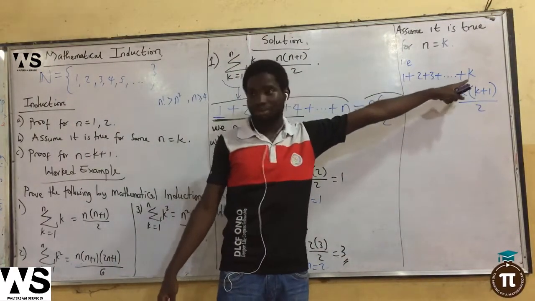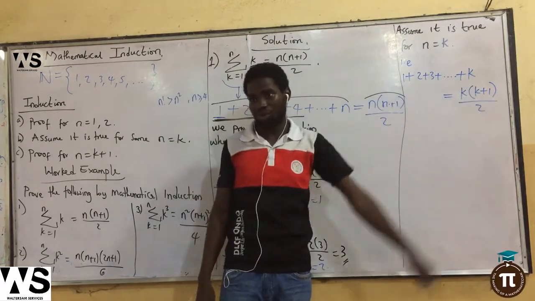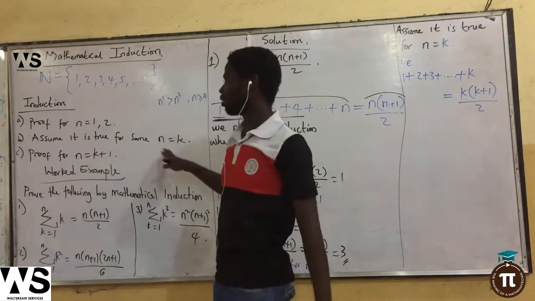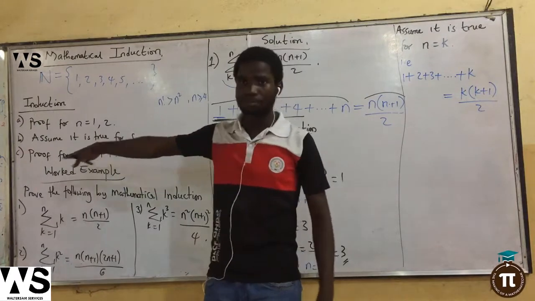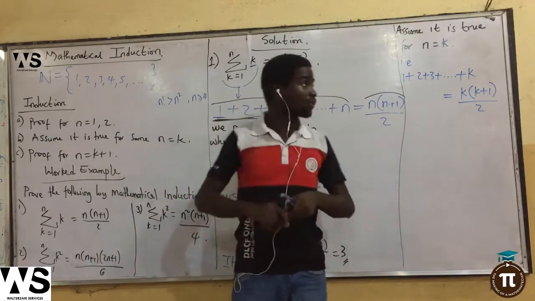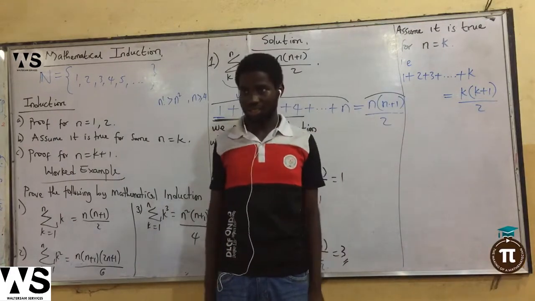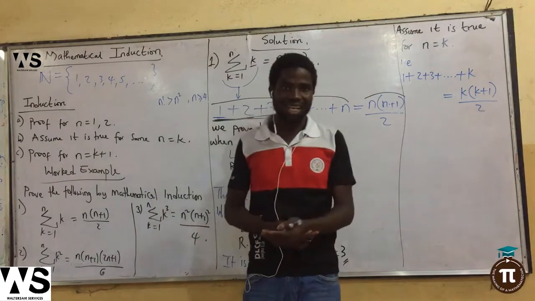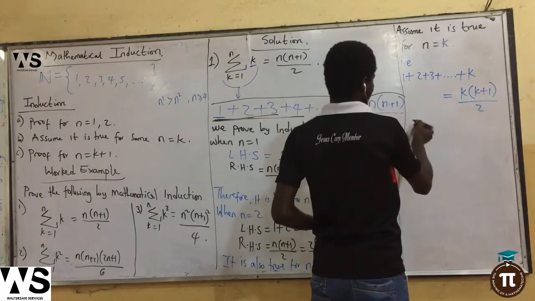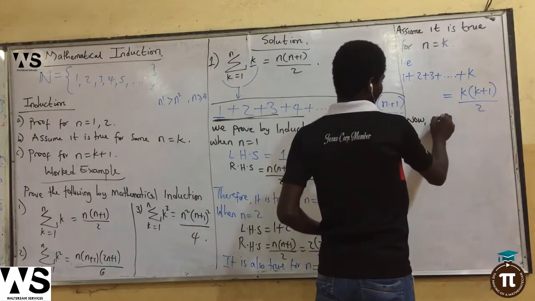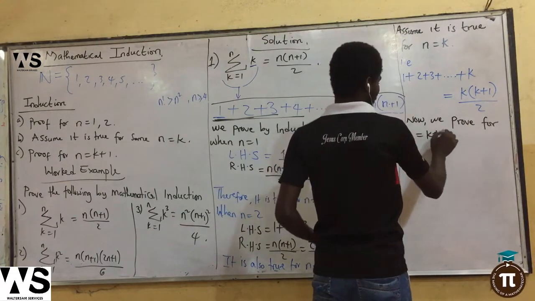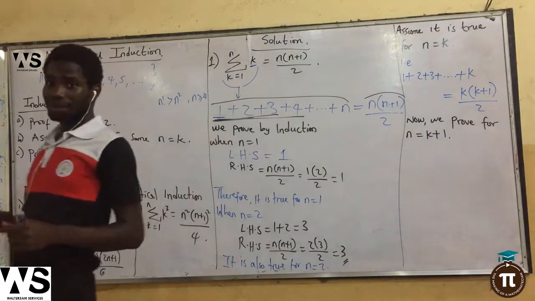And don't forget, since I'm stopping at k and not n, this will become k plus 1 divided by 2. Do you understand? Now, lastly, this second case is the simplest part. The only way you can get this wrong is if you are interpreting it wrongly. But if you are not interpreting wrongly, then it's good. So see, now we prove for n equal k plus 1. Do you understand? I'm done with B.